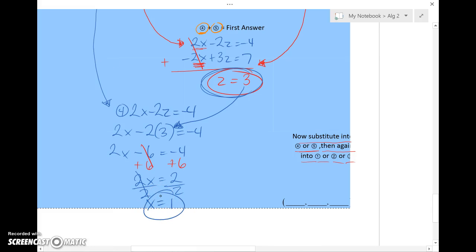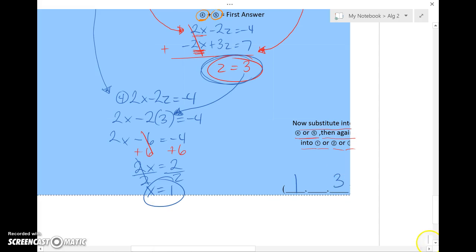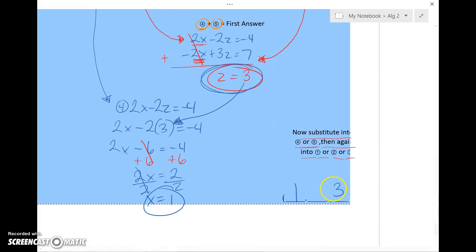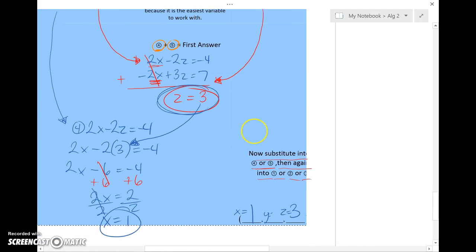Alright, now we've got 2 variables. I've got x, 1, and z, 3. The last one we need is y. Now, the next thing I'm going to do is take my 2 variables that I found, and like it describes down here, where it says then plug it again into 1, 2, or 3.